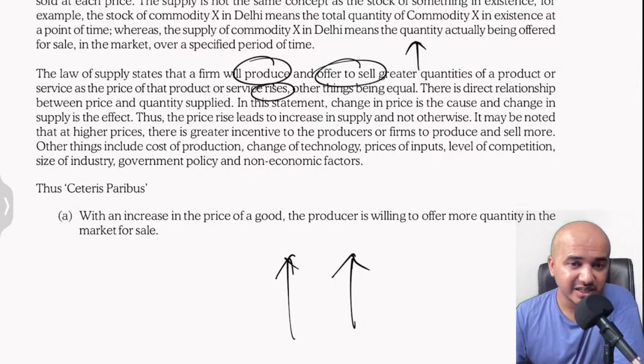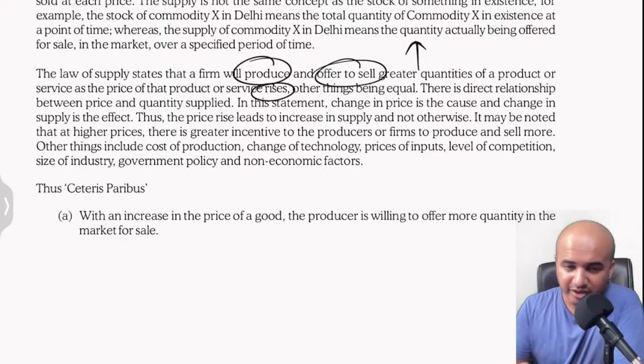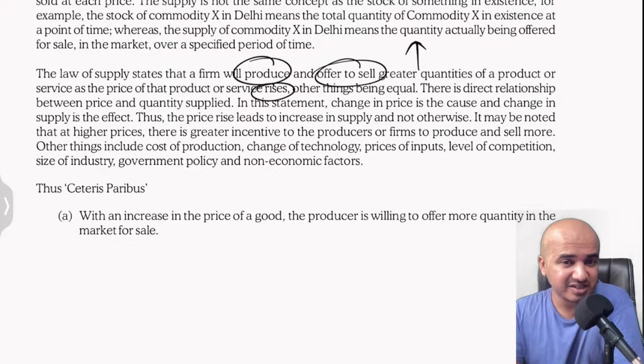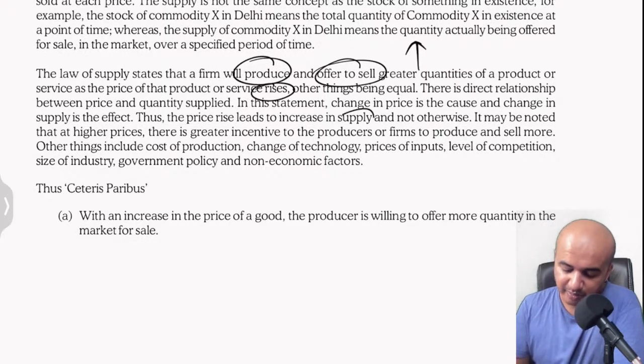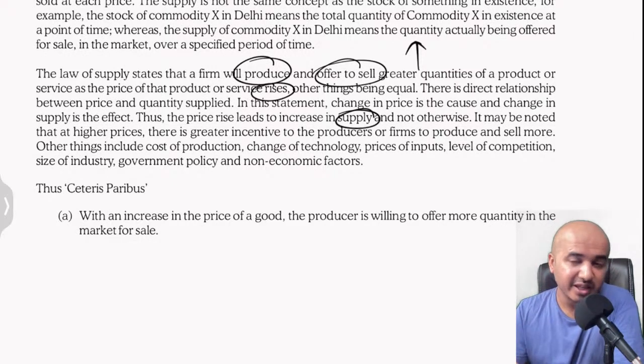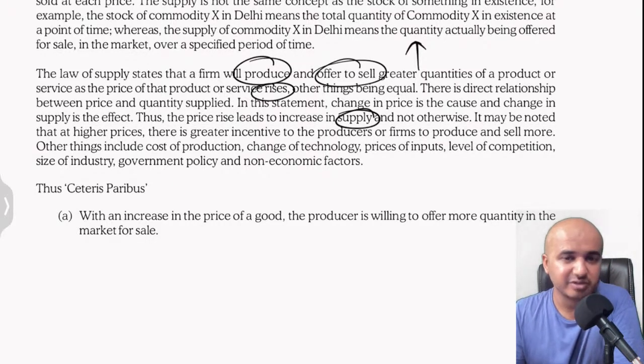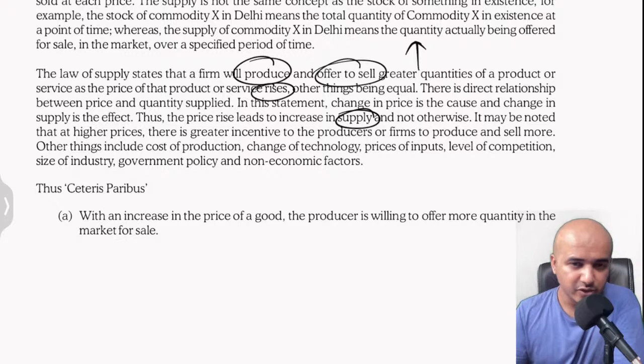Thus, the price rise leads to increase in supply and not otherwise. So this is very, very important. So what they're trying to say is, if the price rises, it leads to increase in supply and not the otherwise. Meaning, just because there is more supply, it doesn't mean the price will increase. In fact, the reverse will happen. I'll give you an example.